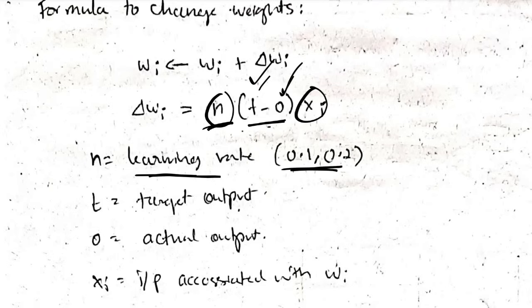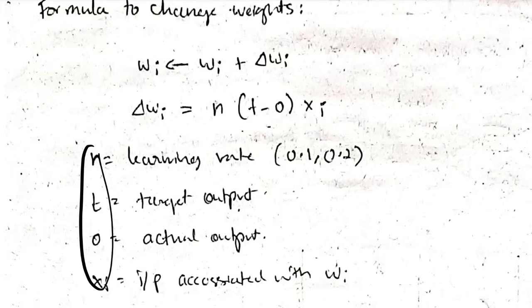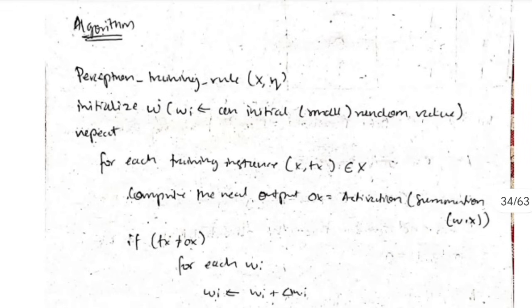If you make the learning rate more, you will be getting the answer faster, but it will not be that accurate. If you make the learning rate slow, you'll be getting the answer slowly, but the answer will be more accurate. Okay, so you have to set it according to the context given. So let's move on to the algorithm part.